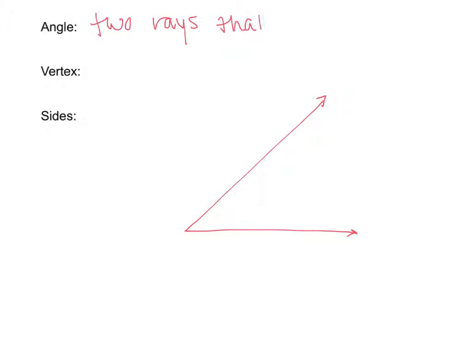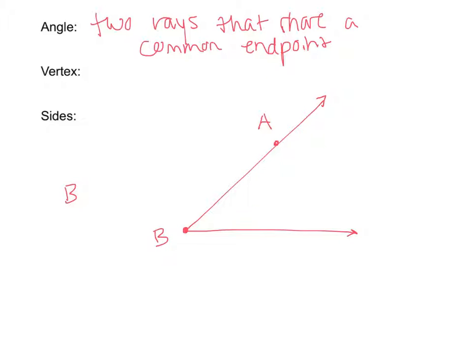Okay, now we're going to discuss the parts of an angle. So I'm just going to draw an angle right here. And so an angle is 2 rays that share a common endpoint. So here we might have ray BA and ray BC, and they form an angle.